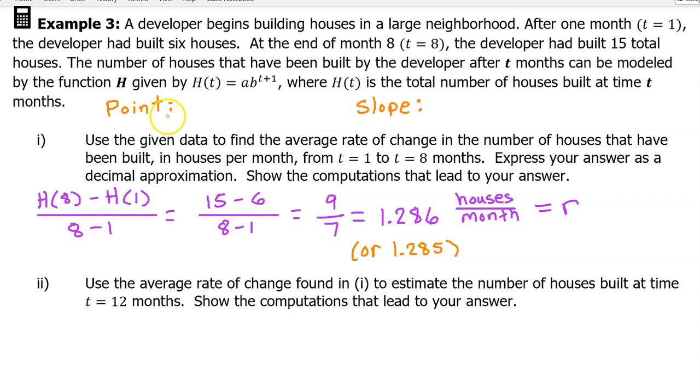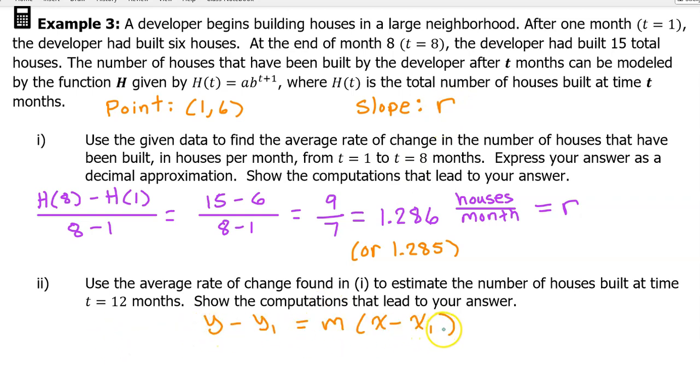For a point, we can use one of the input-output pairs given to us in the setup. For example, at month 1, t equals 1, the developer had built 6 houses. So we have the point 1, 6. We equally could have used the point 8, 15, and that would give us the same answer. For the slope, we will always use the average rate of change, which we have defined as r. So I'm just going to use letter r in my calculations.